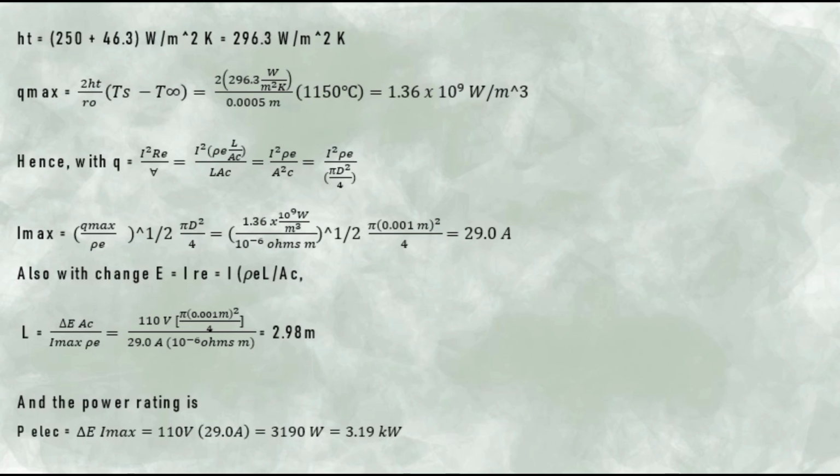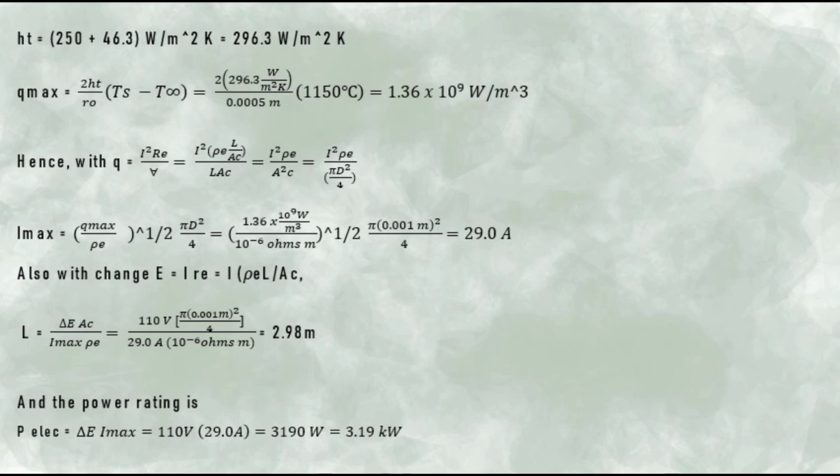And for our maximum heat generation, we have 2 multiplied by 296.3 watts per square meter Kelvin, all over 0.0005 meter, multiplied by 1150 degrees Celsius. We have 1.36 times 10 raised to the 9th power watts per cubic meter. And for our maximum operating current, we have an answer of 29.0.